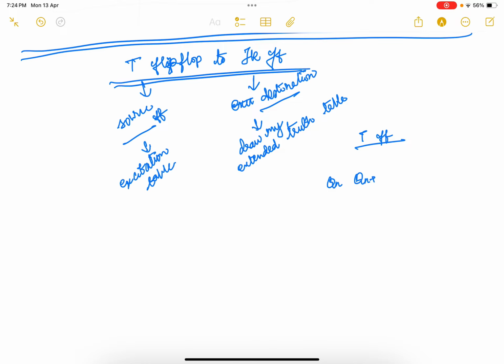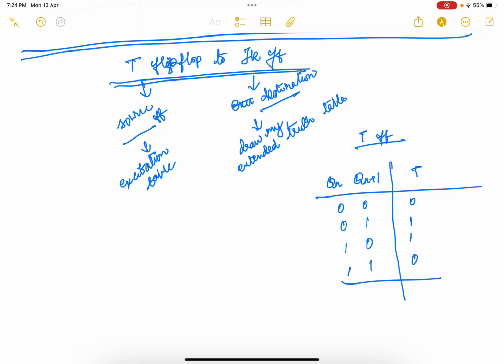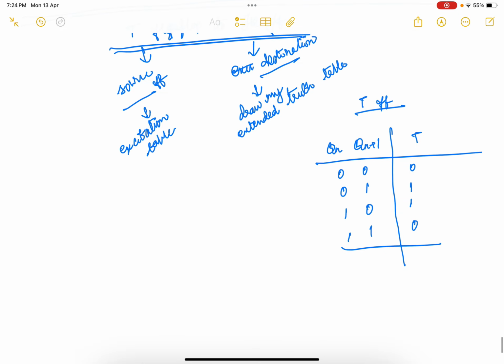So for the source flip-flop, that is for the T flip-flop, as usual I am drawing my excitation table, which will depend on present state and the next state, and what will be my T input. It may be either 0 0, 0 1, 1 0 and 1 1. So it may be 0, 1, 1, 0. This is their excitation table.